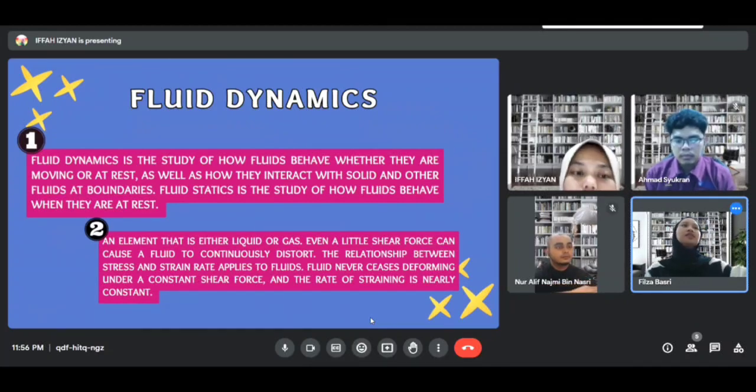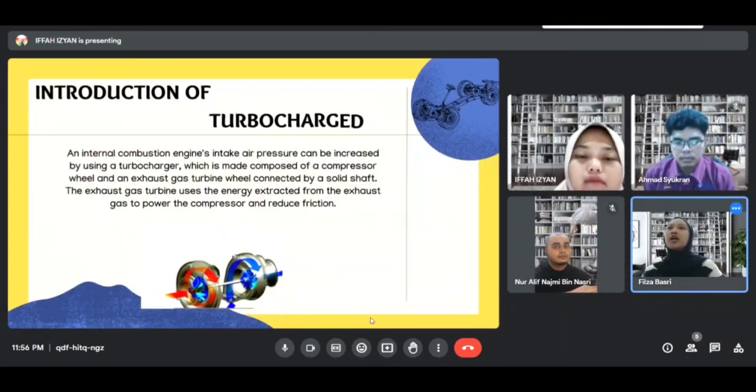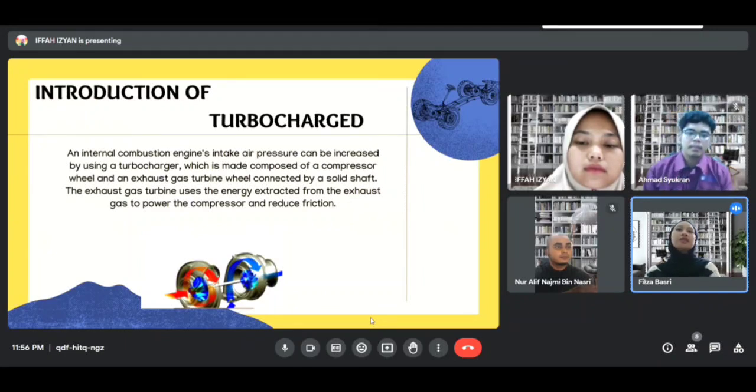Next, introduction of the turbocharger. In an internal combustion engine, the intake air pressure can be increased by using a turbocharger, which is composed of a compressor wheel and an exhaust gas turbine wheel connected by a solid shaft. The exhaust gas turbine uses the energy extracted from the exhaust gas to power the compressor and reduce friction.